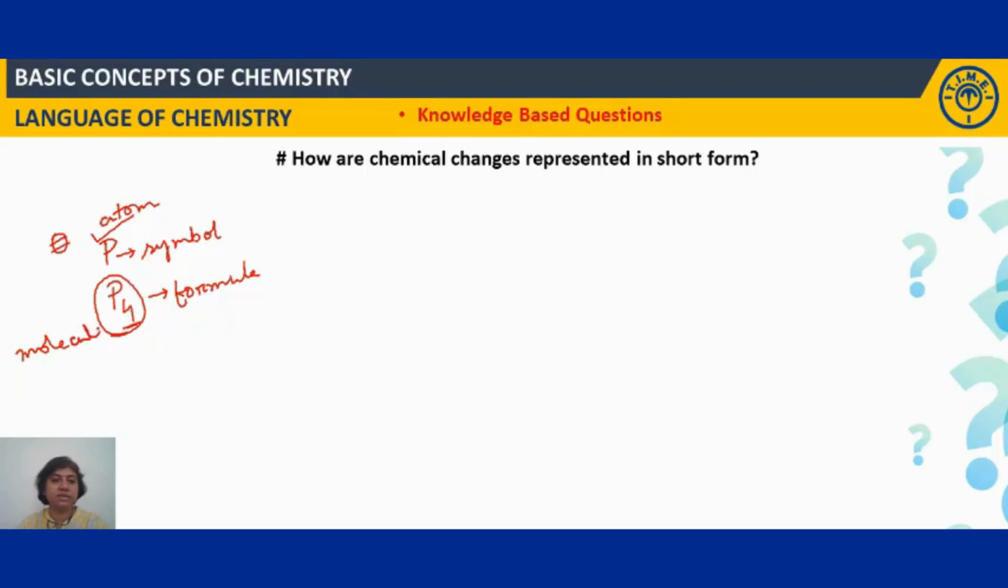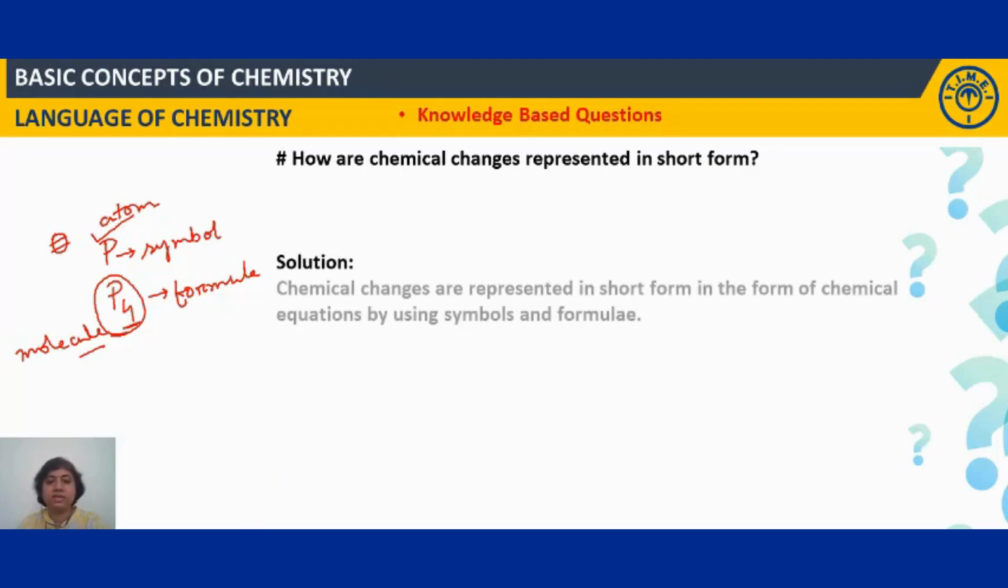Here lies the difference. So chemical changes can be represented in short form with symbol in case of elements. In case of element or compound, we use formula. And now the one what we are writing, that is called chemical equation. So let's see the solution. Solution is chemical changes are represented in short form in the form of chemical equations by using symbol and formula. Fine? Good. We'll move on to the next question.